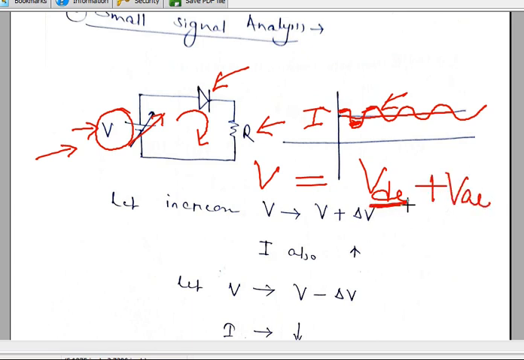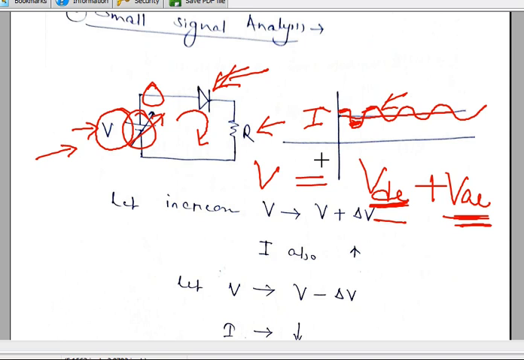Because of this, some constant current is flowing, and because of this there is some fluctuation in the current. Now we can think that two sources are there: one source constant DC voltage and one more source fluctuating AC voltage. This diode is not blocking that AC component. Why? Because the AC component is superimposed on the DC value. I repeat, the AC component is superimposed on the DC value, that's why it is not blocking.